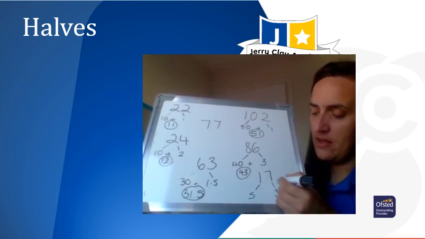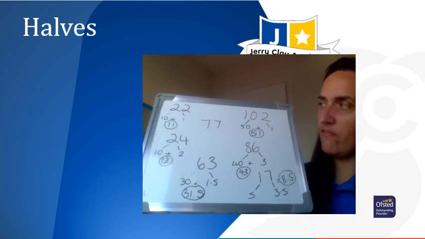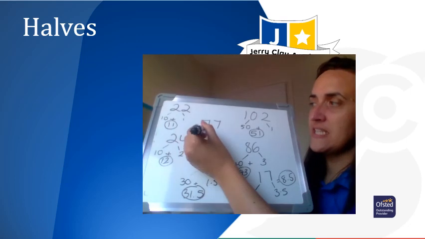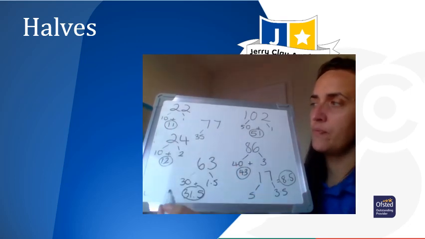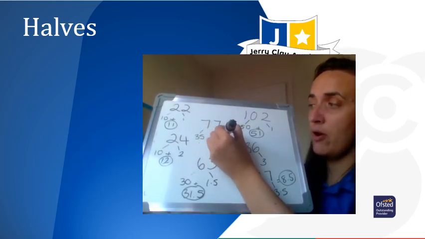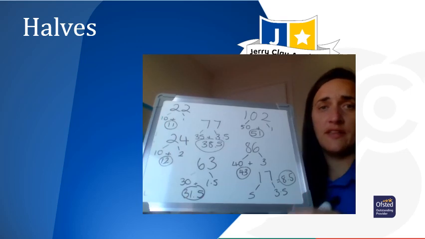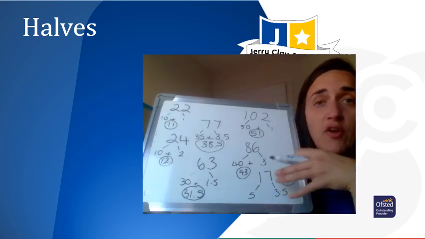Half of 17, so half of 10 is 5, half of 7 is 3.5. Add those together is 8.5. And finally 77. Half of 70 is 35. Half of 7 is 3.5. And let's add those together, it's 38.5.